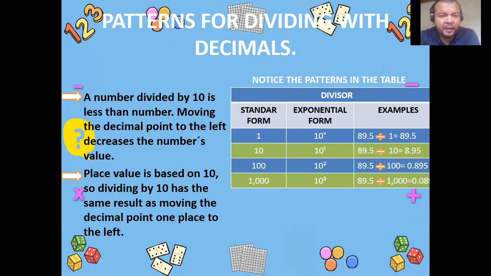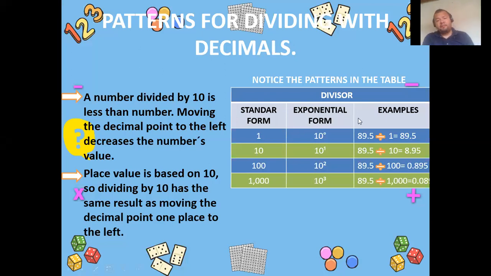So that's saying there, a number divided by 10 is less than the number. Moving the decimal point to the left decreases the number's value. Place value is based on 10. So dividing by 10 has the same result as moving the decimal point one place to the left.